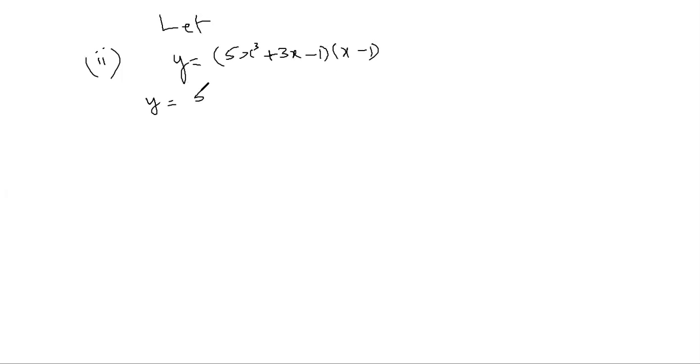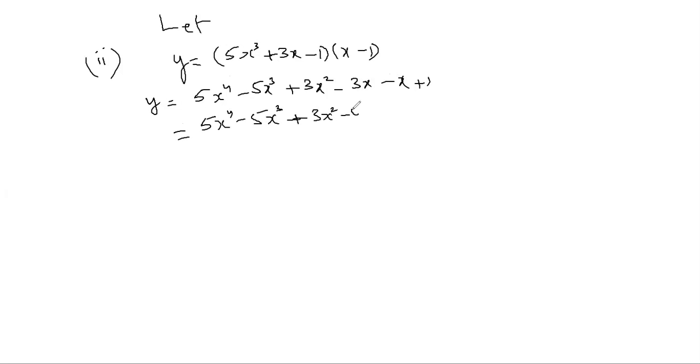5x cubed plus x into x, 5x raised to power 4, minus 5x cubed plus 3x square, 5x multiplied by x square, minus 3x minus x plus 1. Okay. 4, 3, 2, and two terms we are getting 1. So this can be added. So we are getting 5x raised to power 4 minus 5x cube plus 3x square minus 4x plus 1.